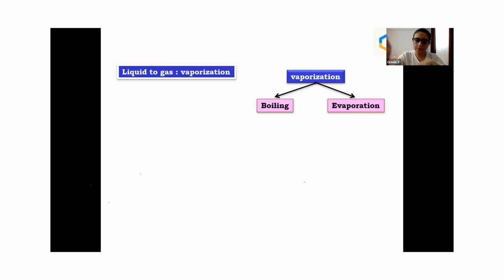Naturally it will evaporate, or you are going to provide some external temperature. You're going to boil that water up and then you will convert that liquid into vapor, students.